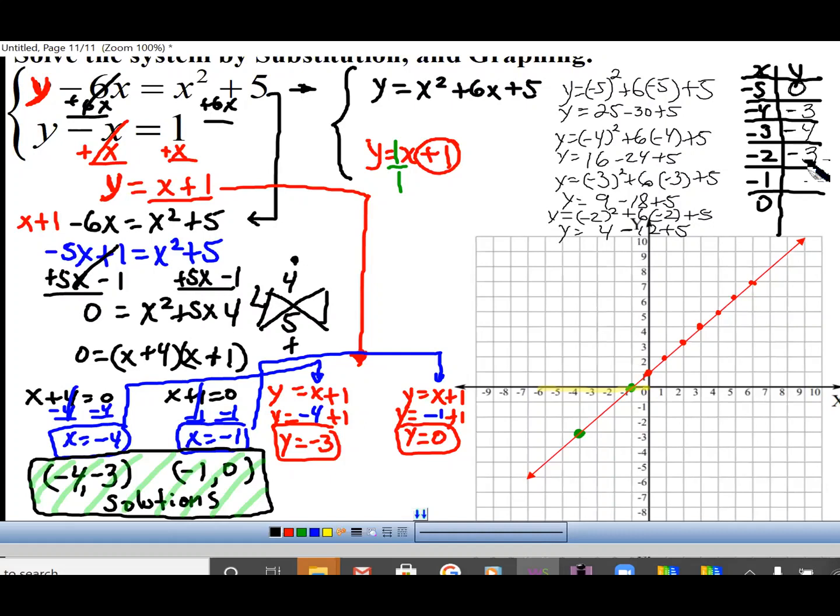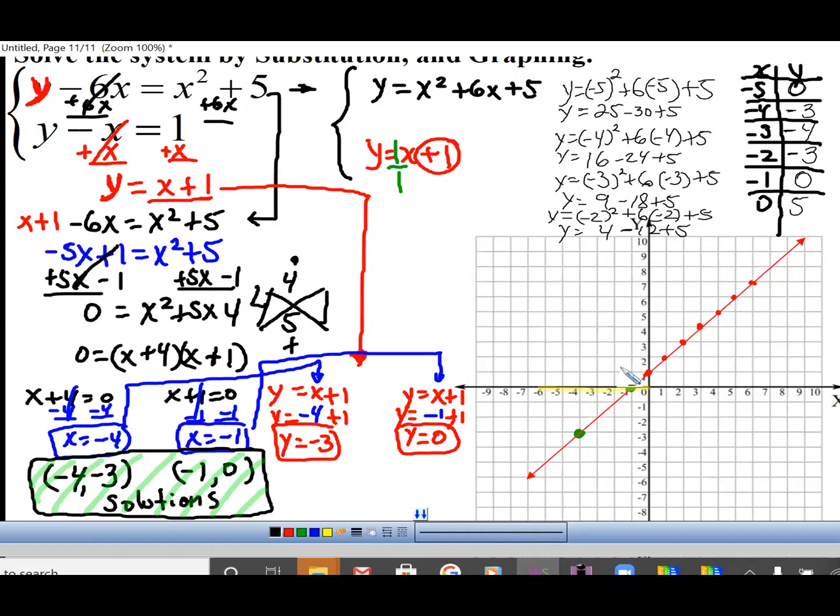Now look up. I think we can get the next number without doing the computation. 0, -3, -4, -3. What's the next value here? Zero. Yes, 0. And the last one, 0. Check this out. If I substitute 0 here, that's 0. 6 times 0 is 0. That leaves us with 5.